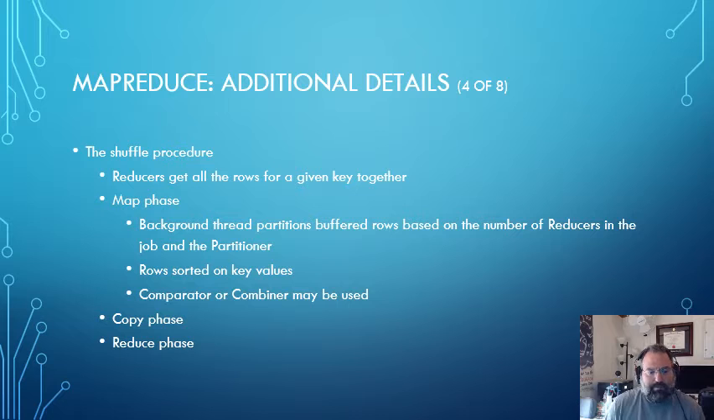In the map phase, there's a background thread that buffers rows based upon the number of reducers in the job and the partitioners. You sort the rows by values. Then you have a comparer or a combiner that's likely going to be used. There's a copy phase and then your reduce phase. What you want to try to do with that shuffling is minimize the amount of shuffling that goes on to get the keys together, and that's something that is a potential pain and one of the optimizations that you spend a lot of time doing.